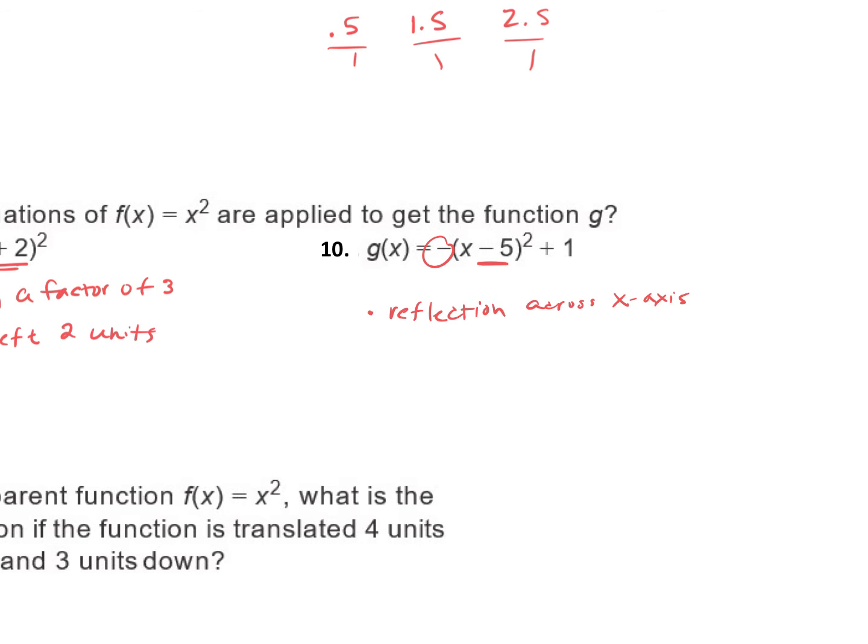X minus 5 is going to be a translation to the right, tricky x. So we're going to translate to the right 5 units. This plus 1, we're going to translate up or down with that. That positive 1 means we are going to translate up 1 unit.